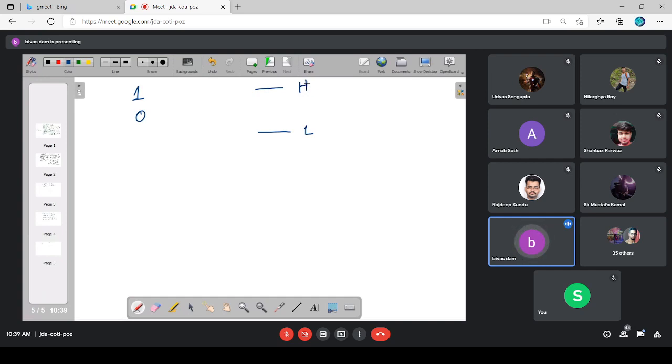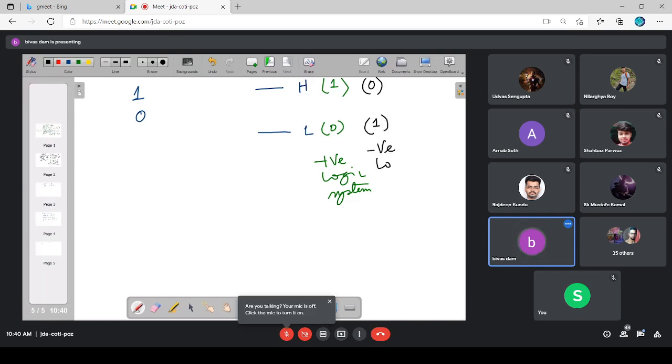Now, if we associate logic 0 with the lower voltage level and logic 1 with the higher voltage level, that becomes a positive logic system. Instead, if we associate the higher voltage level with logic 0 and the lower voltage level with logic 1, that is the negative logic system.